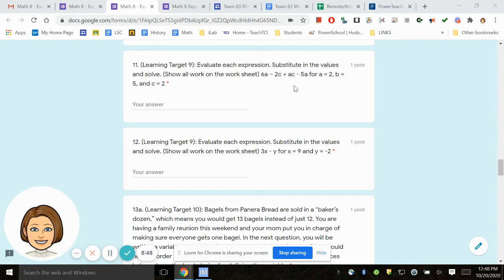Number 12, evaluate each expression. Substitute in the values and solve. Again, show all your work on the worksheet. Be careful with this one. The expression is 3x minus y. Substitute in for x, 9. Substitute in for y, a negative 2. Be careful.